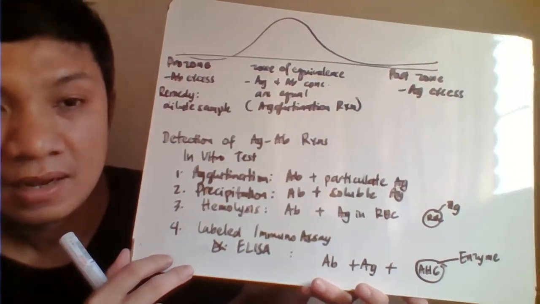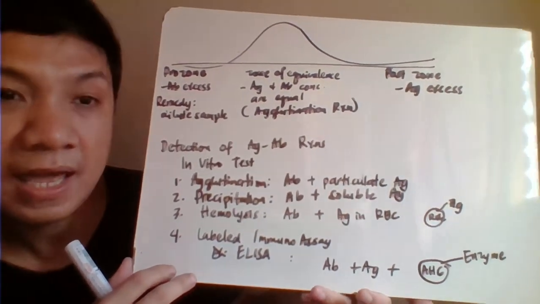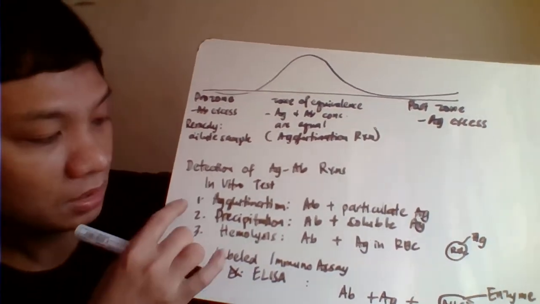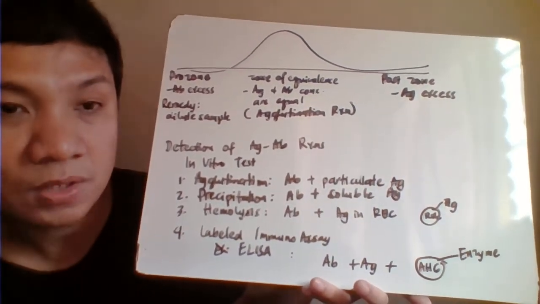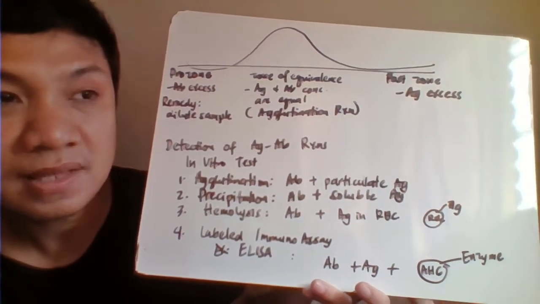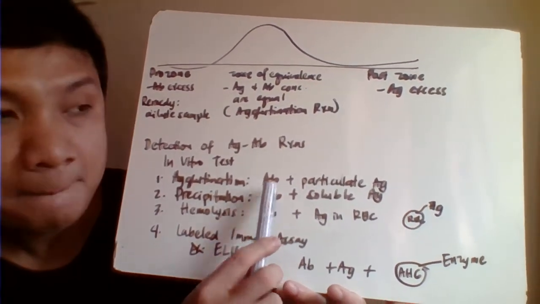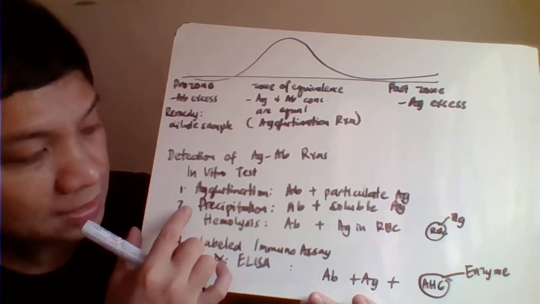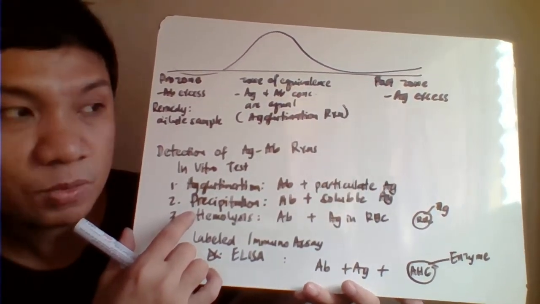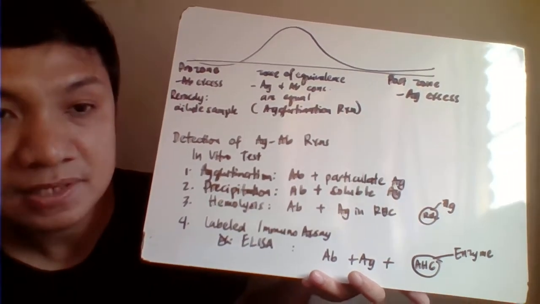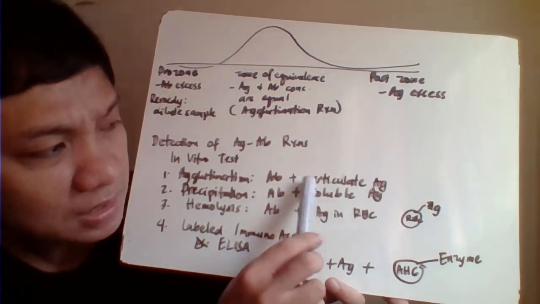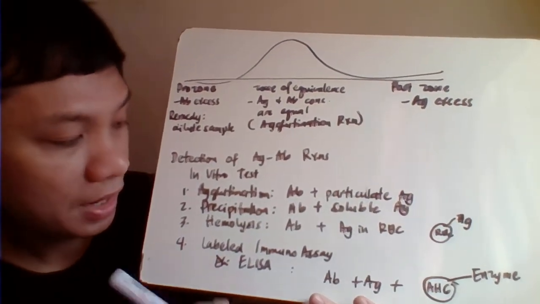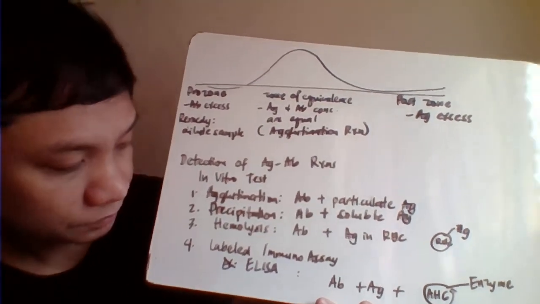We have a different test procedure that can help us detect your antigen-antibody reaction. You can use the agglutination reaction. Agglutination reaction is just the reaction between your antibody plus your particulate antigen. Pag sinabi naman natin precipitation, it is just the reaction between your antibody plus your soluble antigen. So particulate, soluble, these are the terms utilized here for your agglutination and your precipitation.